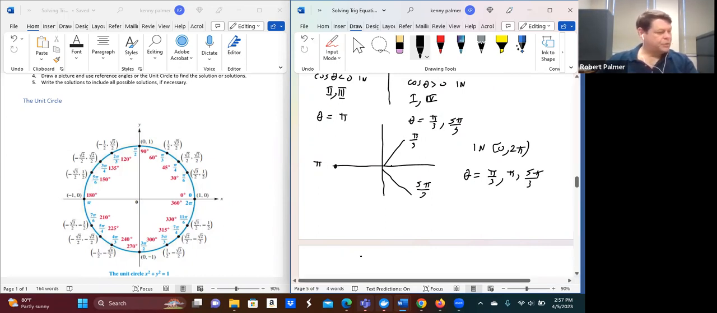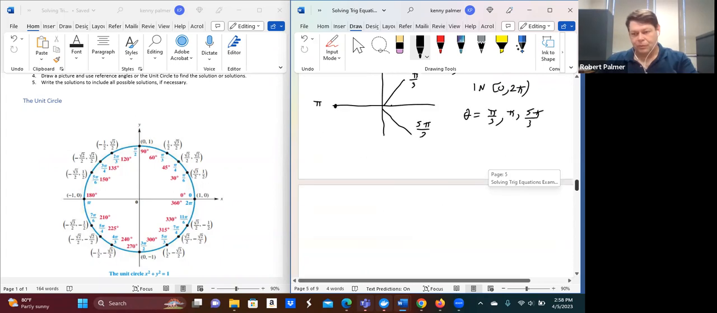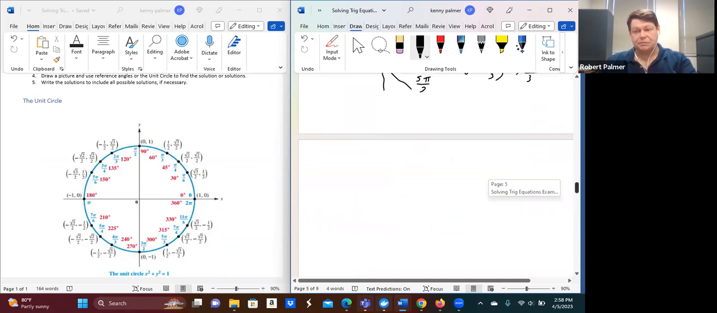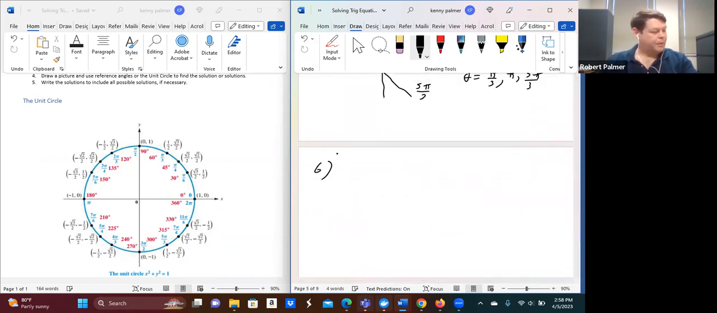All right, let's do 1 or 2 more. Okay, so I'm up to number 6. Okay, this time we have cosine squared x minus sine squared x is equal to 0.